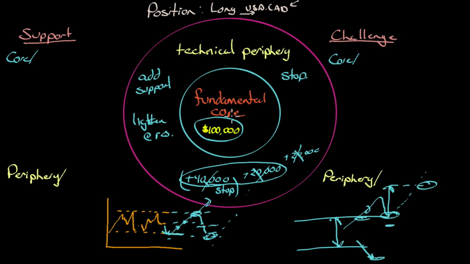So let's have a look at the Canadian dollar, the chart of the Canadian, and let's see what happened during the week. Then we'll come back and we'll fill in these four little spots right here. Notice it says support for my fundamental core. I have the core here. I'm going to look for things that support my position that happened over the last week. What supports me continuing to hold this position?